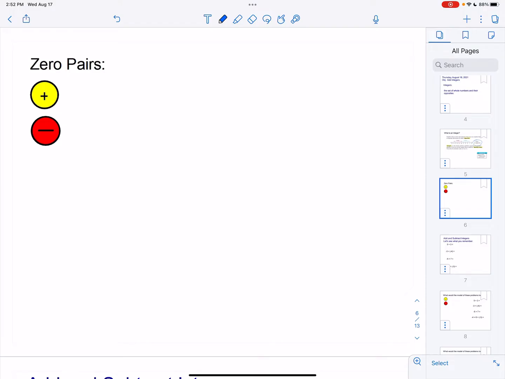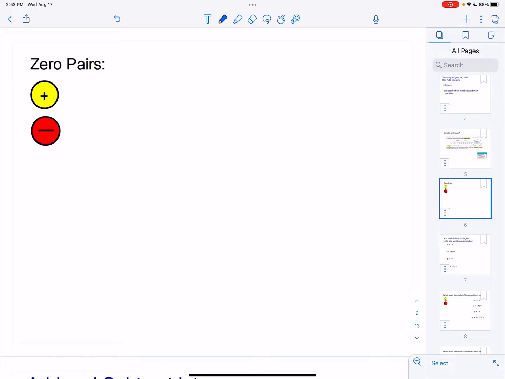Okay, today we're talking about adding integers. So one of the concepts that you do need to remember and do need to know about adding integers is what we call a zero pair. And in 7th and 8th grade, one of the things that we use to help us understand the process of adding or subtracting integers is using what we call two-color counters.